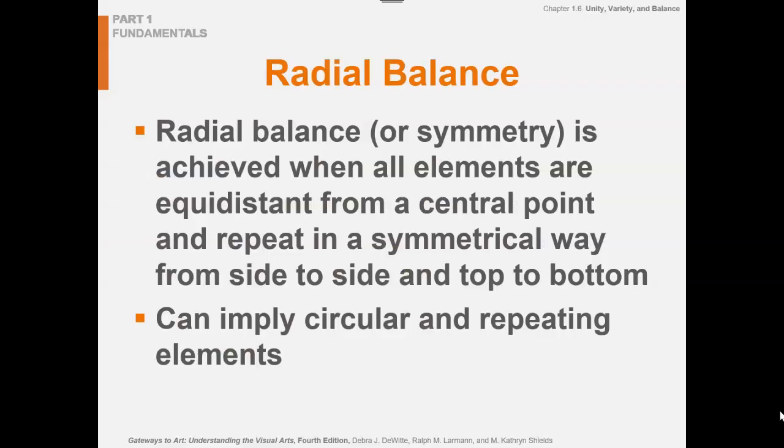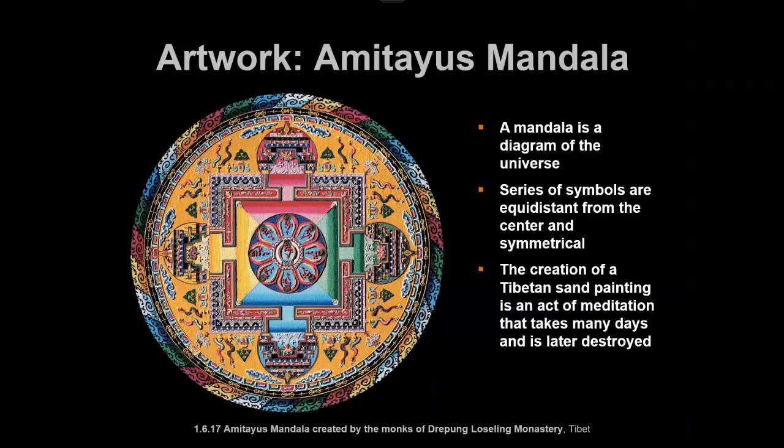Radial balance is achieved when the elements are equidistant from a central point. If you repeat it in a symmetrical way from side to side, top to bottom, it's almost like a circle. It can create this radial balance. So in this image right here of a mandala that was created by monks, you see where the symbols are equidistant from the center and symmetrical. So they go to the top, the bottom, side to side.